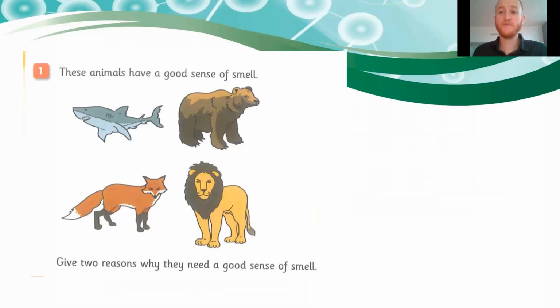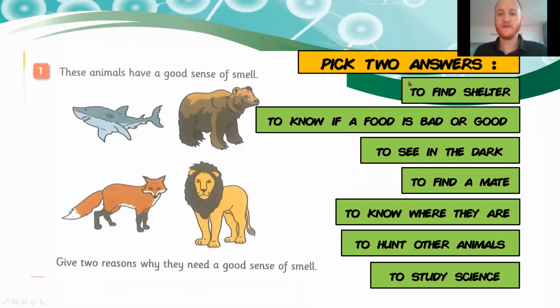I will help you. I will propose different reasons and you have to pick only 2. Okay? Here are different answers. Well, they need a good sense of smell to find shelter, to know if a food is good or bad, to see in the dark, to find a mate, to know where they are, to hunt other animals, or to study science.